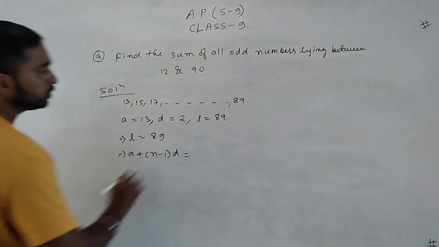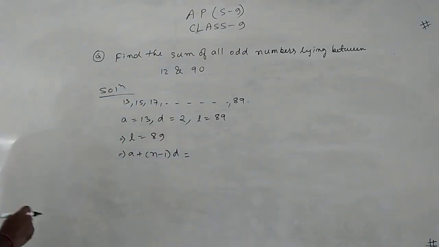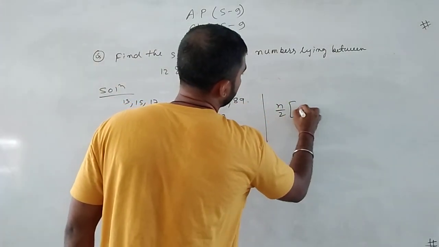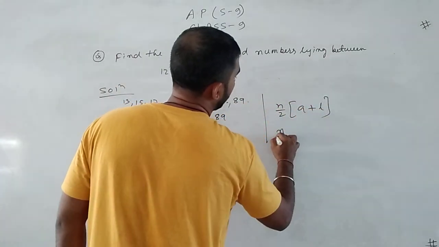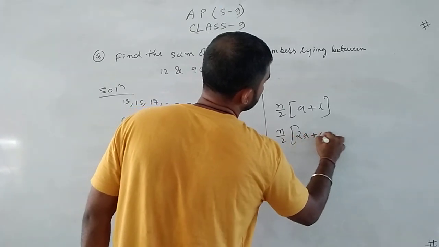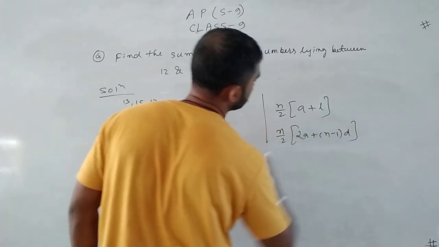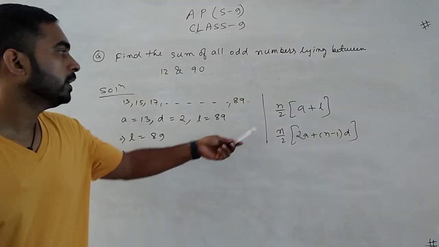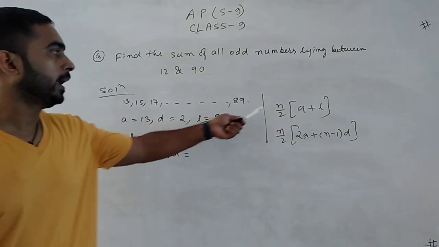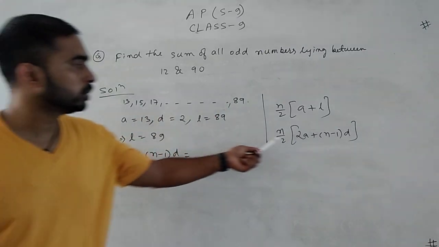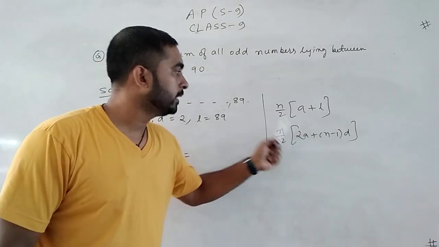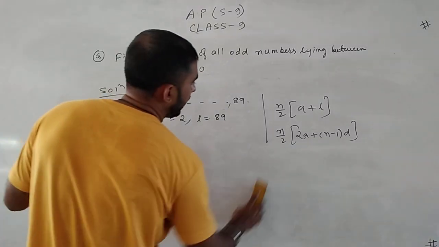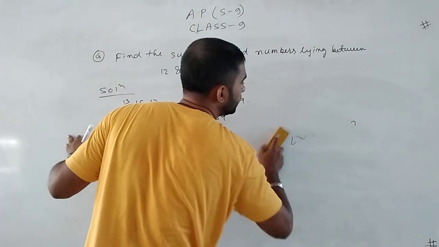See here n is also not given. So to find the sum the requirement is n, because in both the formulas, n by 2 (a plus L) and n by 2 (twice a plus n minus 1 d), we need n. If I use the first formula, a is known, L is known, but n is unknown. Second formula also, a is known, d is known, but n is unknown. So here the first thing is we have to find out the n, meaning how many terms are there.